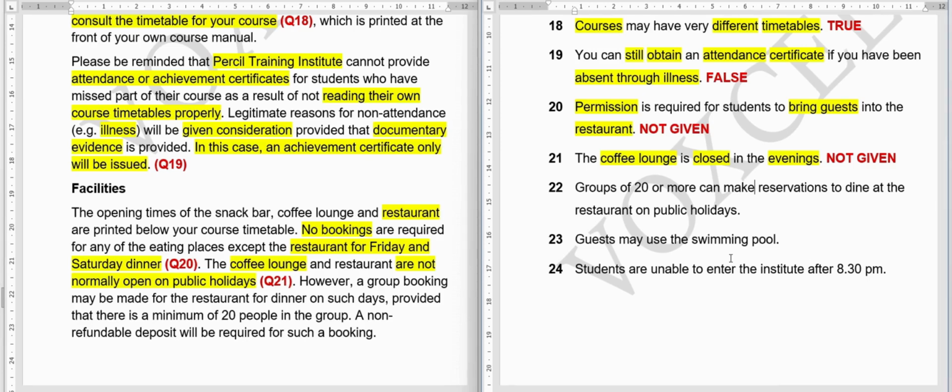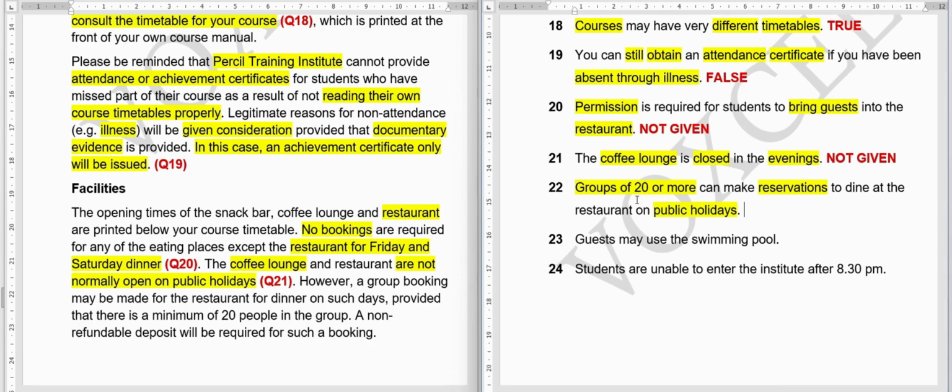Moving on to the next question, question number 22. Groups of 20 or more can make reservations to dine at the restaurant on public holidays. So a group of 20 or more, in simpler terms, means a minimum of 20 people. Maximum there is no limit, but at least you require 20 people if you want to make a reservation to dine at the restaurant on public holidays. So when they are not normally open, if you want them to open specially for you, at least 20 people should be there.